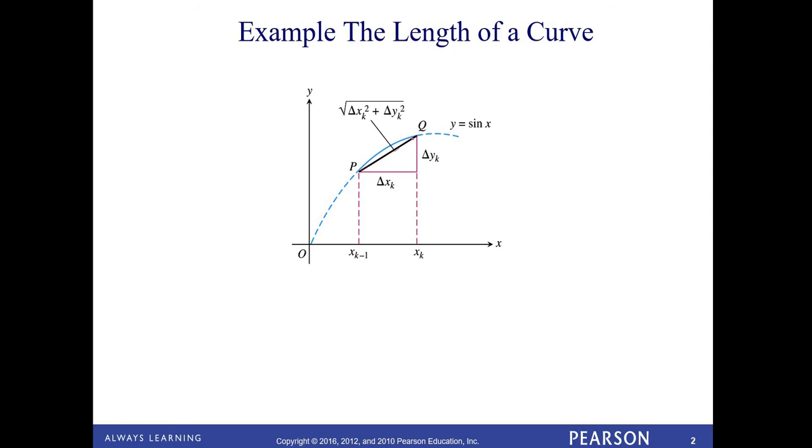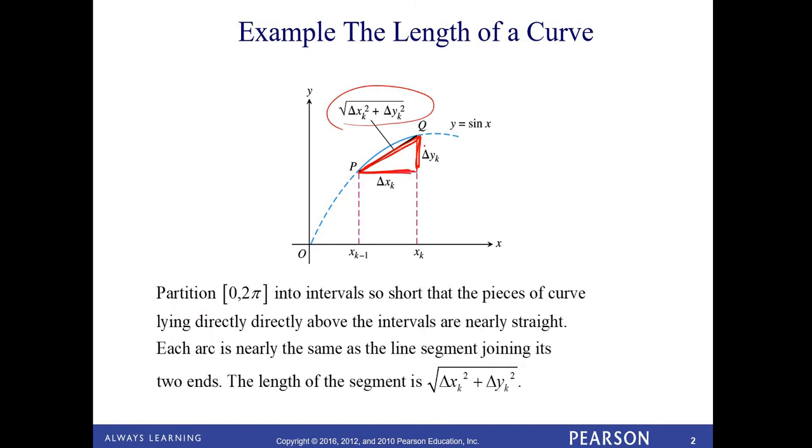And any line segment on a curve can be approximated by taking the difference between the two x values, the difference between the two y values, and using Pythagorean. So the square root of x squared plus y squared, those side lengths, will give us an approximation for this curve. As with everything we've done in calculus, we're going to make those curve lengths shorter and shorter.